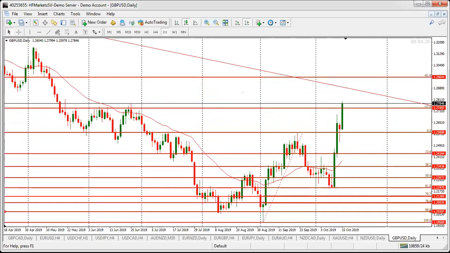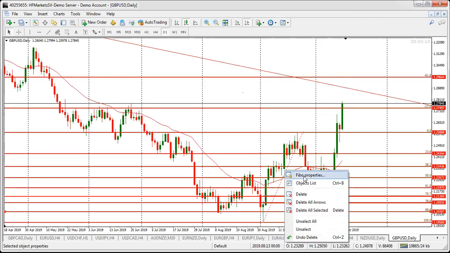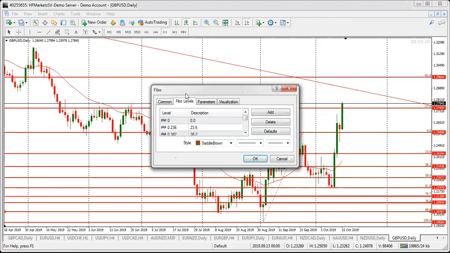Of course, all of those levels don't come with the normal fib levels on MT4. You will have to add them yourself. It's a simple method anyway. Let me just show you how to add it. Just right click and go to fib properties, and then in fib levels you can add it here. Just click add, and that's it. It's that simple.